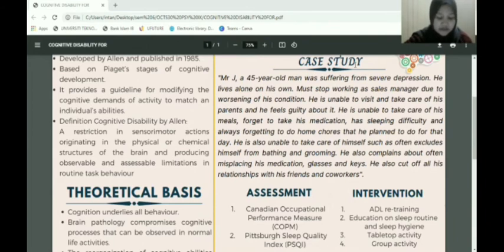And then, as I mentioned before, Mr. J has difficulty falling asleep. So we can use the Pittsburgh Sleep Quality Index, or PSQI, to measure the quality and pattern of sleep in Mr. J. From this assessment, we can differentiate whether Mr. J has poor or good sleep quality.